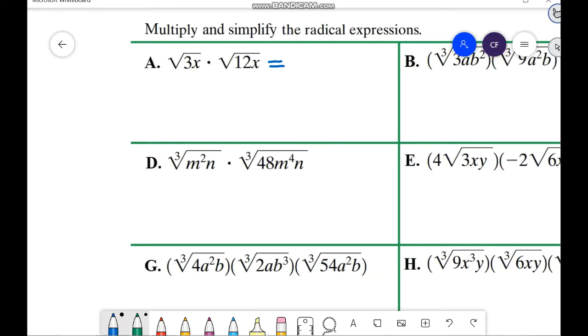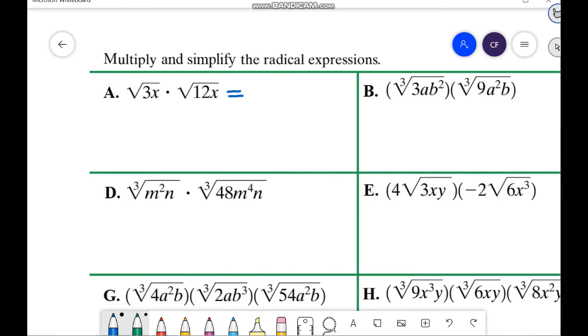Check this out. You have two square roots, so you put everything together under the same square root, and then you're going to multiply 3x times 12x. This is one way. The multiplication property: when you have two square roots, you can put them together into just one. Now multiply the numbers, 3 times 12, 36.